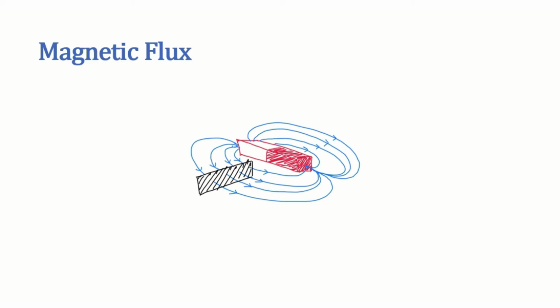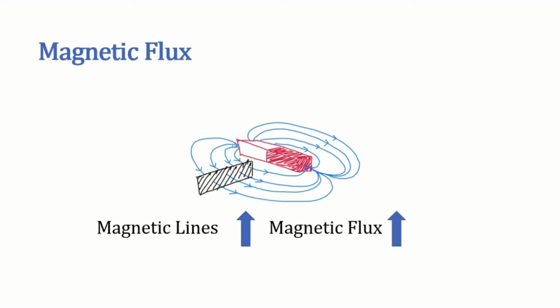Now, let's take a rectangular conductor plate as shown here and place it beside this magnet. The number of magnetic lines passing through this plate is called magnetic flux. If the magnetic field lines increase, then the magnetic flux through the plate also increases. Similarly, if the magnetic field lines decrease, then the magnetic flux also decreases through the plate.